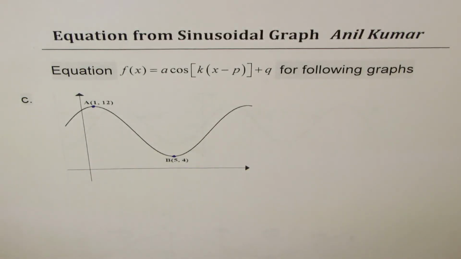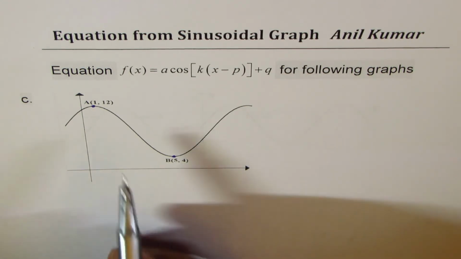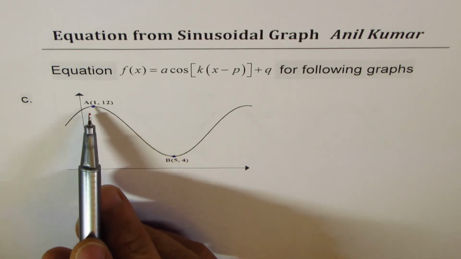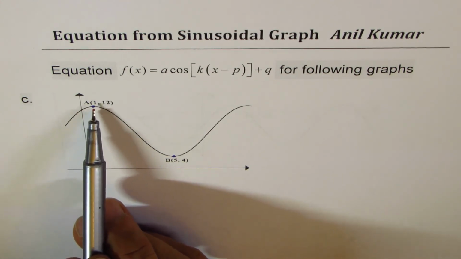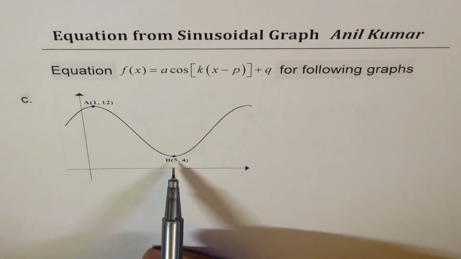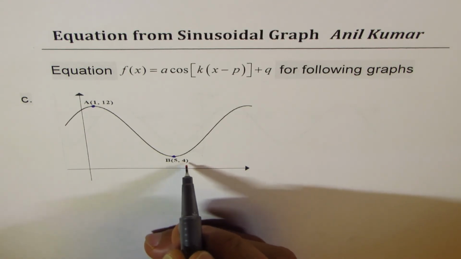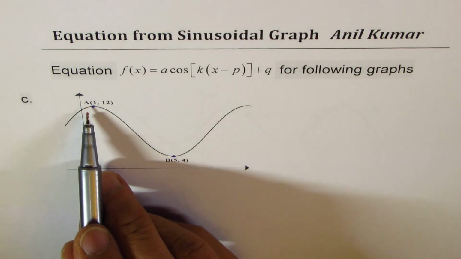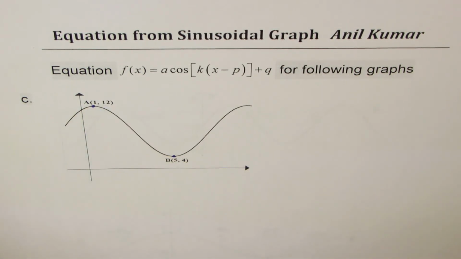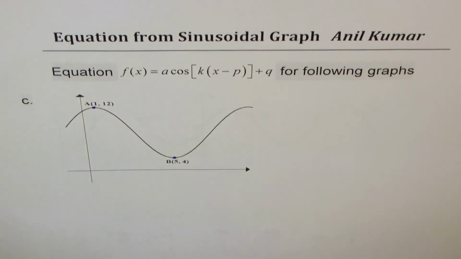So let me take the next one now. I'd like you to pause the video, write down the equation, and then look into my suggestions. What we have given here are 2 points A and B. A is the maximum at 1, 12 and B is minimum at 5, 4, right? So take these numbers and then write down the cosine function for the given wave.